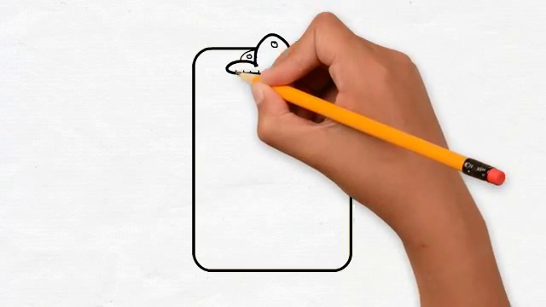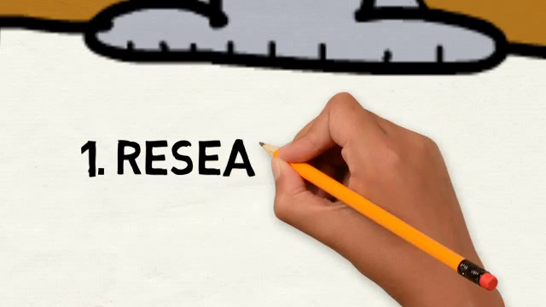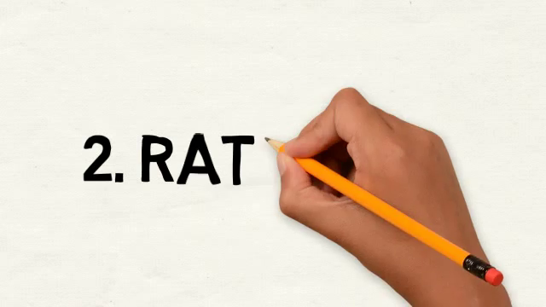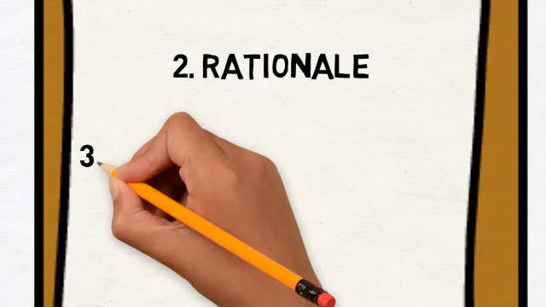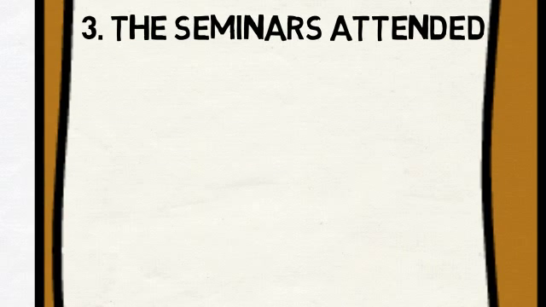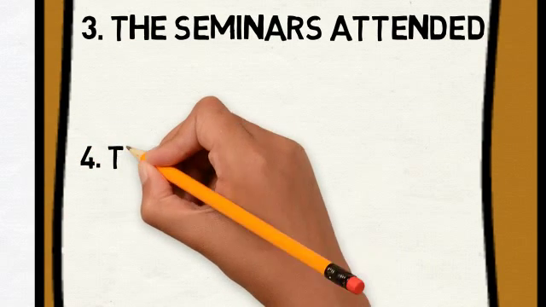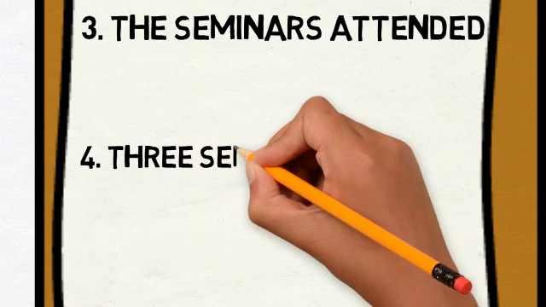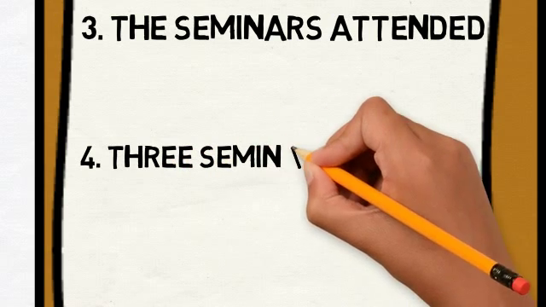In the first part, I will briefly explain the research issue underpinning my rationale for my chosen seminars. In the second part, I will make explicit this rationale. In the third part, I will identify and briefly describe the seminars that I have attended throughout the semester. In the fourth part, I will be explaining a few of these seminars in more detail, particularly 3 of the seminars that ended up being the most relevant to my research issue.